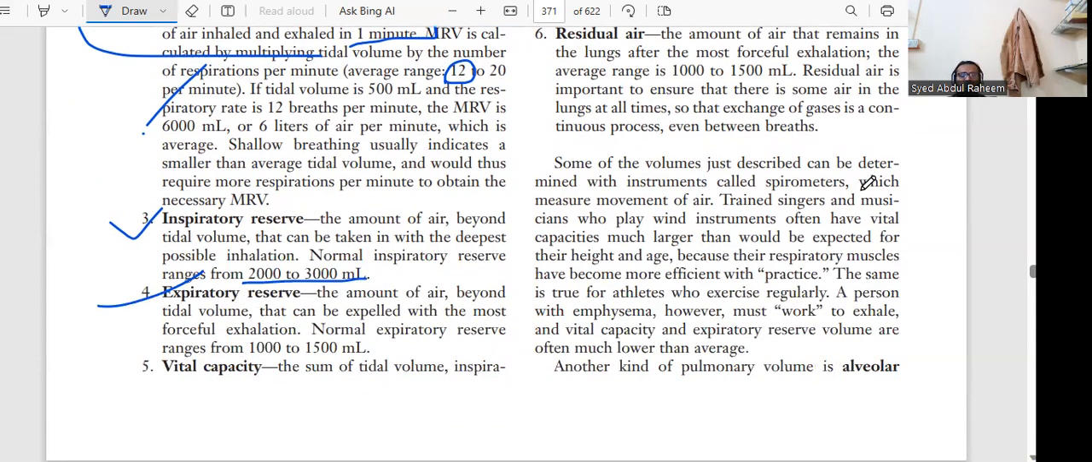Some of the volumes just described can be determined with the help of spirometers, which measure the movement of air. Trained singers and musicians who play wind instruments often have a vital capacity much larger than expected from their height and age because the respiratory muscles have become more efficient with practice. The same is true for athletes who exercise regularly. A person with emphysema, however, must work to exhale, and vital capacity and respiratory volume are often much lower than average.